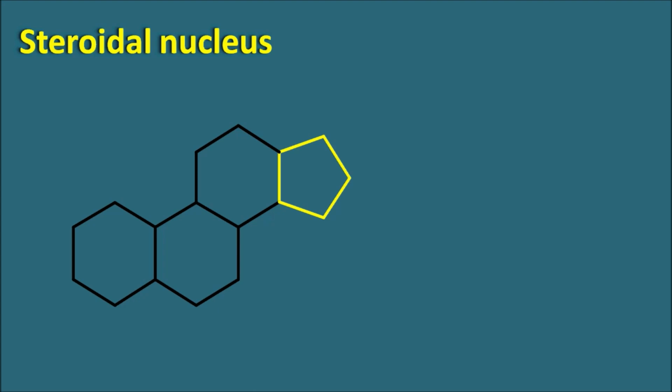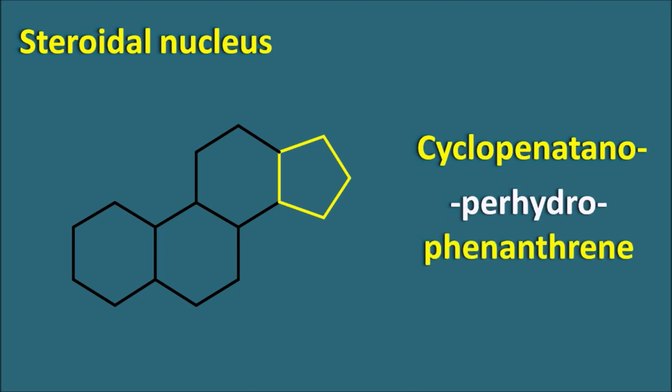This 5-member ring system is nothing but the cyclopentane, so we can call it a cyclopentano because it is fused with a phenanthrene-like nucleus, but one which is completely saturated. So we can call this perhydrophenanthrene. So the steroid nucleus can be called a cyclopentano perhydrophenanthrene nucleus because it is obtained from the fusion of the cyclopentane ring and the perhydrophenanthrene ring.